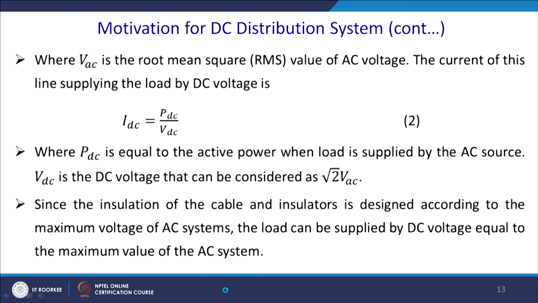Whereas in the case of DC, where VAC is the root mean square or RMS value of the AC voltage, the current supplying the load by DC voltage is just IDC equal to PDC by VDC, where PDC is equal to the active power when the load is supplied by the AC source, and VDC is the voltage that can be considered to be root 2 into VAC. Since the insulation of the cable is designed according to the maximum voltage of the AC system, the load can be supplied by a DC voltage equal to the maximum value of the AC system. So, you can go root 2 times higher to supply the power, thus the cable can handle higher DC voltages in terms of insulation.